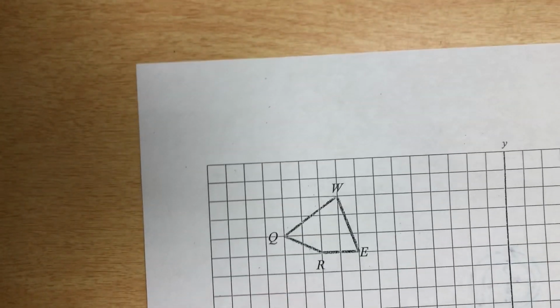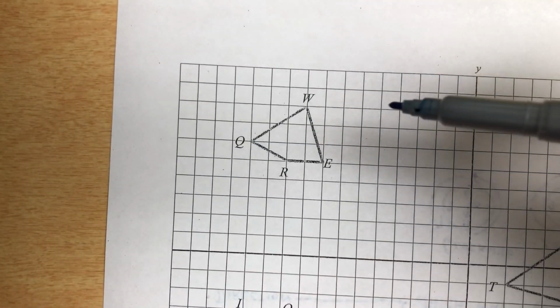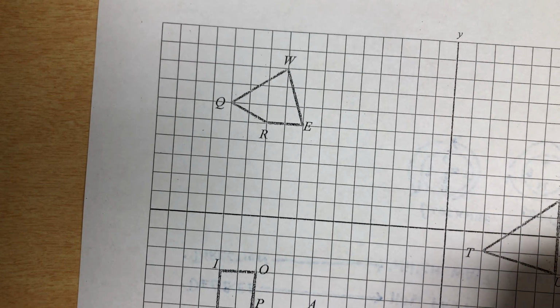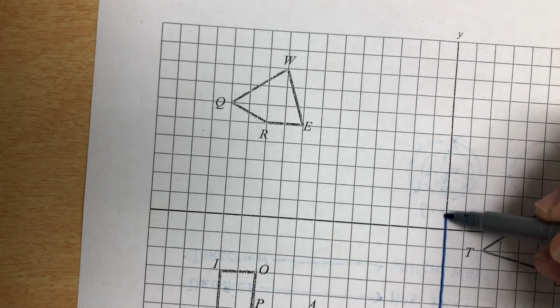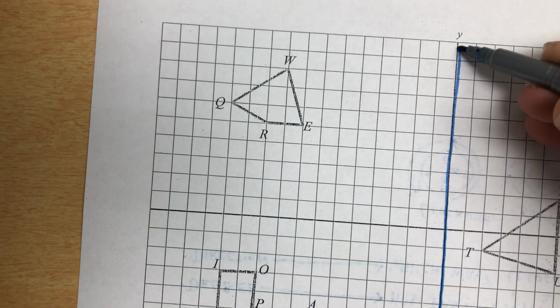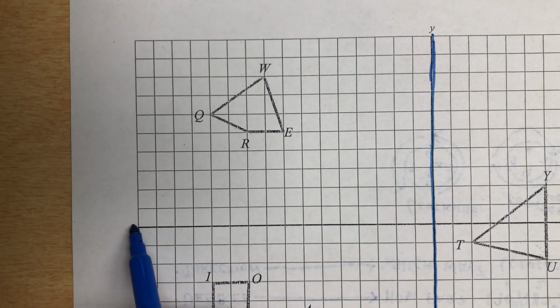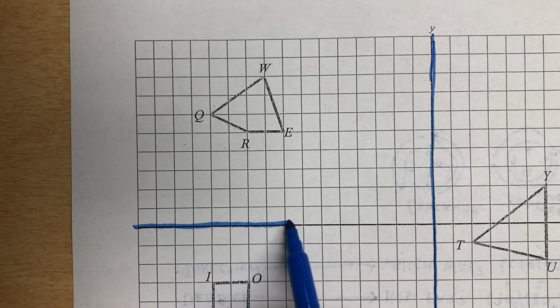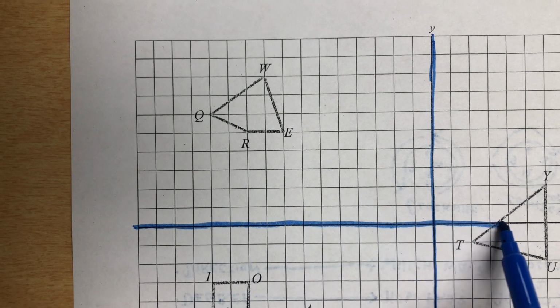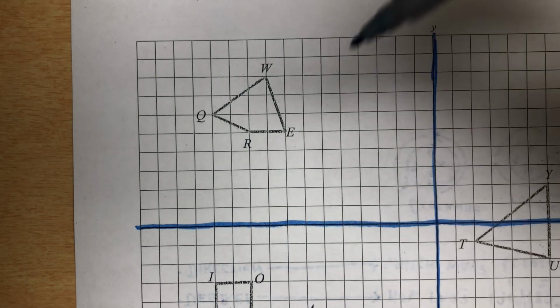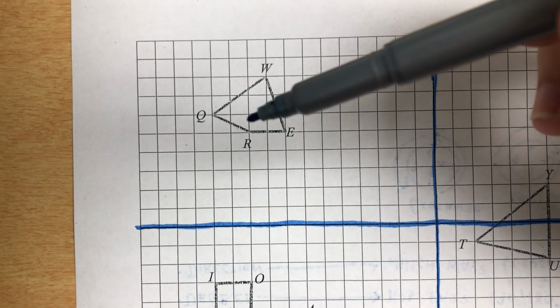Now, I'm gonna give you an example of all three. So let's say we're gonna rotate this figure right here, and then here's our y-axis right here, just so you can see what I'm talking about. Okay, and then here is our x-axis. All right, so let's rotate this figure right here, QWER.